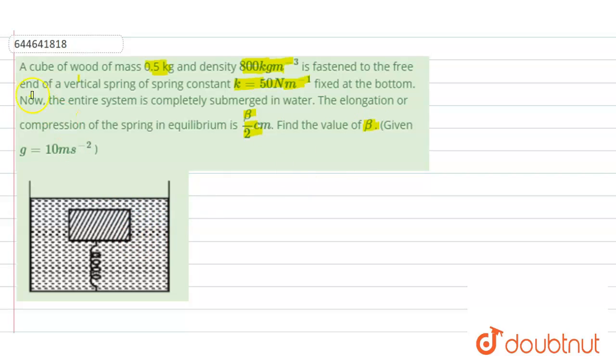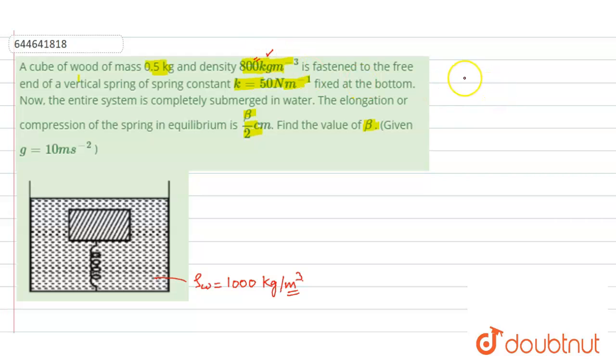Now let us first try to understand whether there will be elongation or compression. Very easily we can understand that since this is wood and it has density 800 kg per meter cube, and this is water, water simply has density equal to 1000 kg per meter cube. So you see that the density of wood is less than the density of water, so this should float. Now let us first try to calculate the buoyant force on this and its weight. For that first we need to calculate the volume. So how do we calculate the volume?